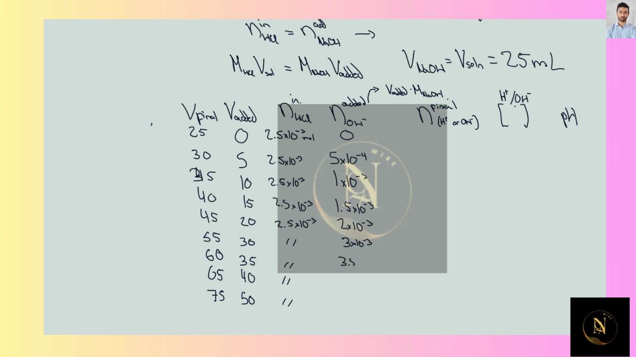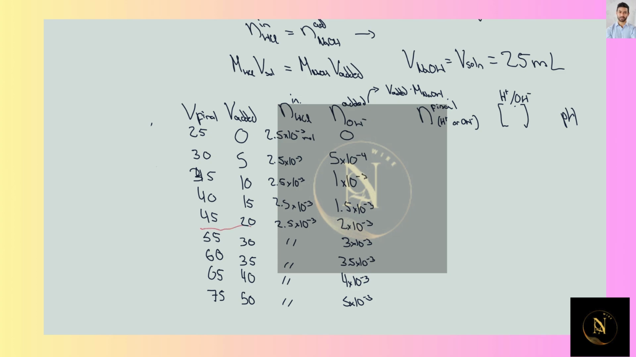At 35, 3.5 times 10 to the minus 3. At 40, 4 times 10 to the minus 3 mole. And at 50, 5 times 10 to the minus 3 mole. Okay? Now, I'm going to divide this into different sections. In the first one, the limiting reagent is going to be the OH minus.